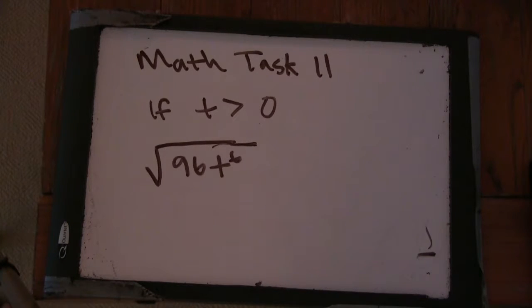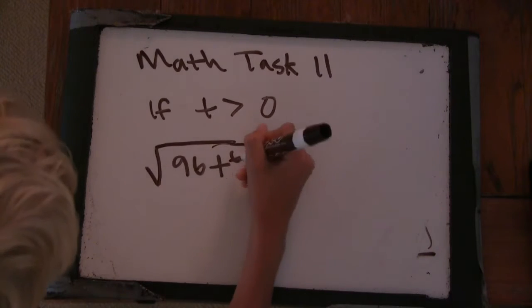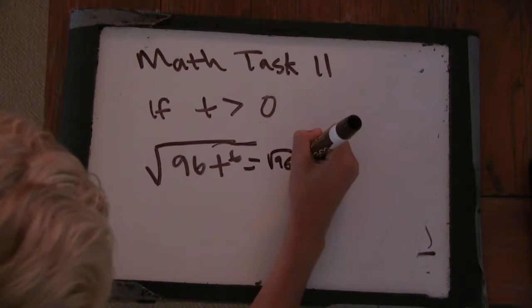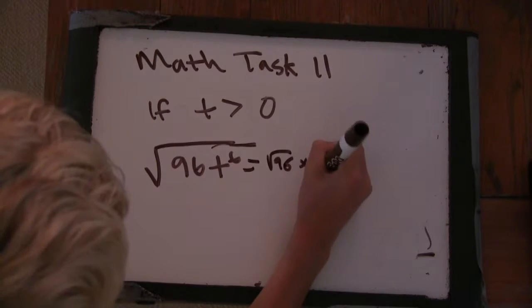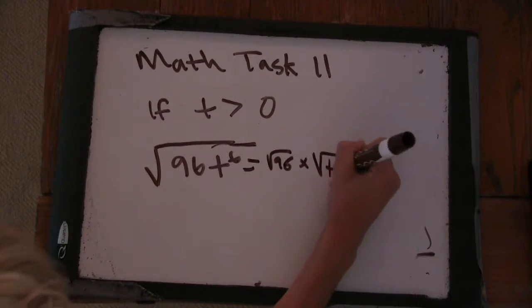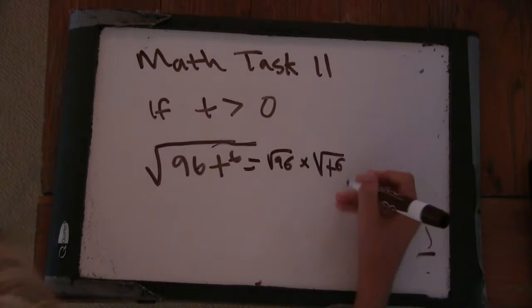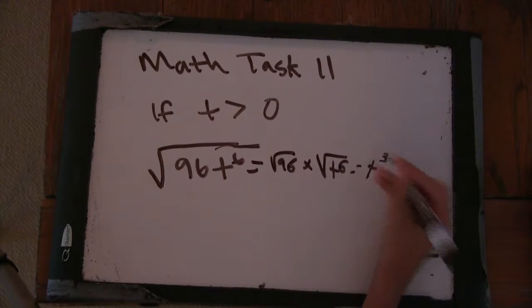It says, if t is greater than 0, what is the square root of 96t to the 6th? Well, the square root of 96t to the 6th is really the square root of 96 times the square root of t to the 6th. And so let's see, the square root of t to the 6th is t cubed.